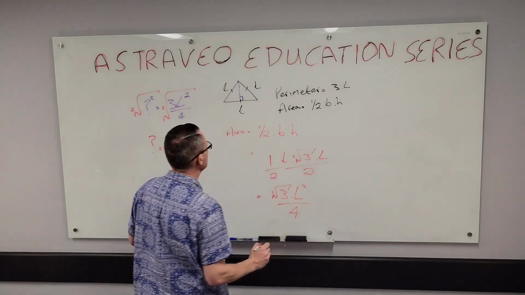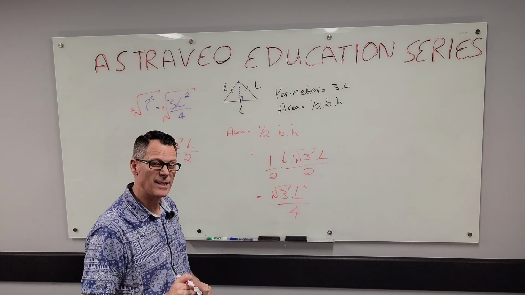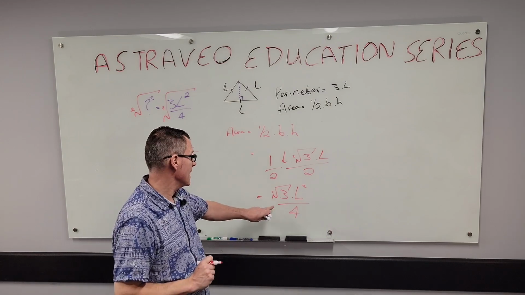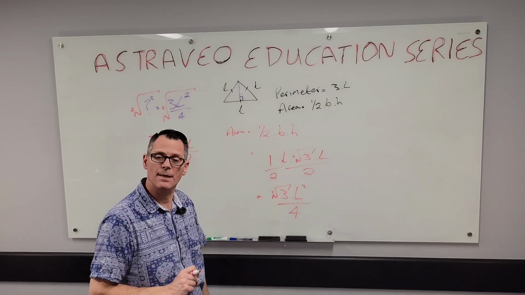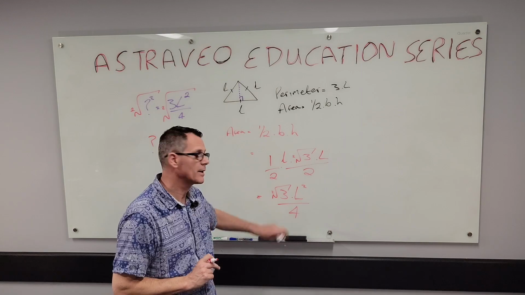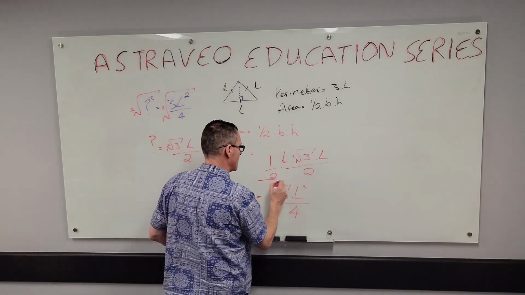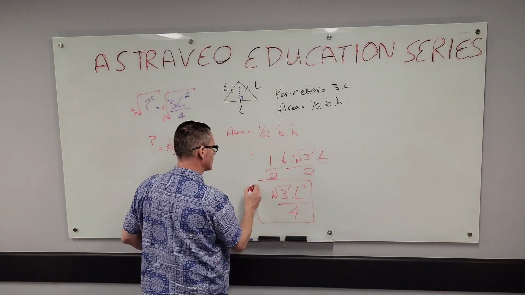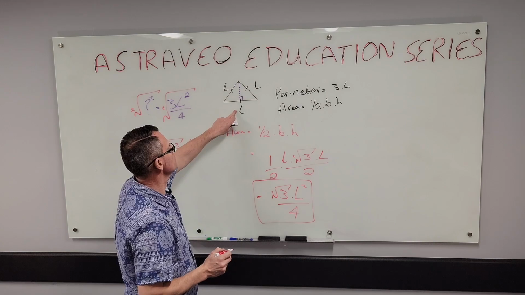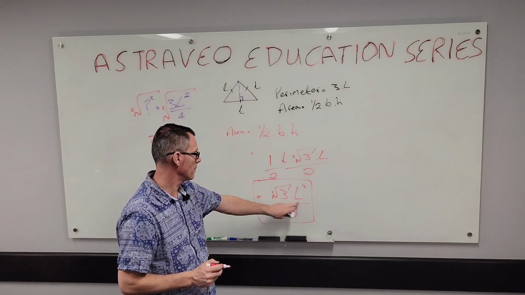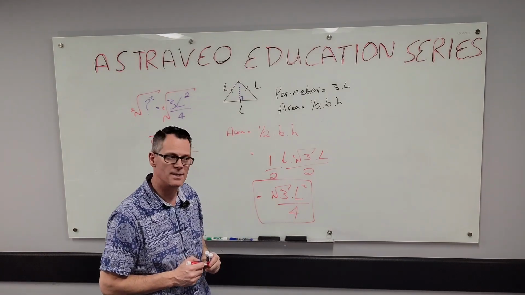So the area of an equilateral triangle actually has a special formula. It's the square root of 3 times the length squared divided by 4. So this is a very special formula for an equilateral triangle. As long as we know the length, we have one number, we're able to work out the area quite simply.